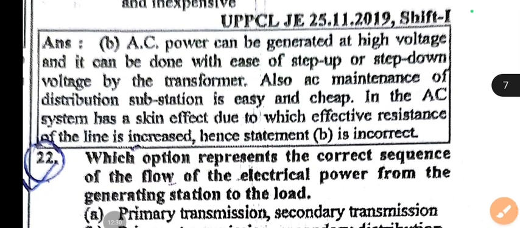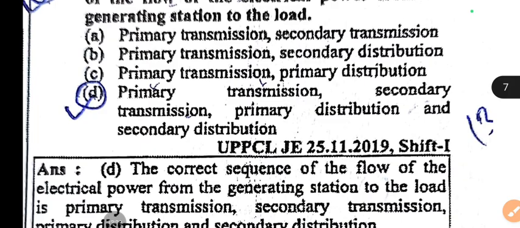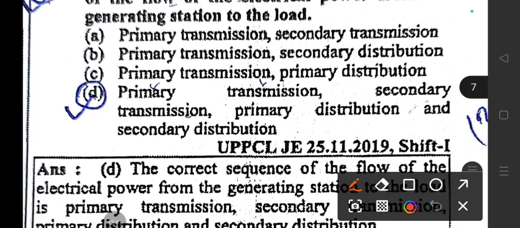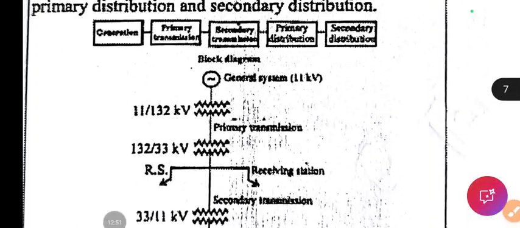B for ball. Then which option represents the correct sequence of the flow of electrical power from the generating stations to the load? See, primary transmission, secondary transmission, primary distribution, secondary distribution. You have to remember this pattern. Very easy question. See the line diagram.